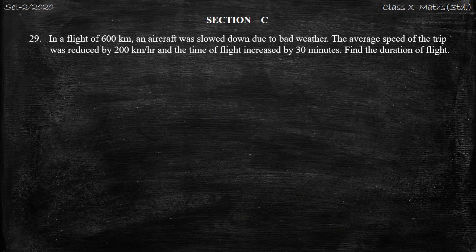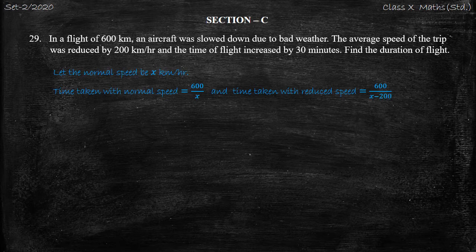Next question on speed, time and distance. Here you know speed equals distance over time, or time equals distance over speed. So you need to form equations from the information given. Since we don't know the normal speed, you have to take it as x kilometers per hour, and find the time with that speed and with the reduced speed. The relation given is that the time of flight is increased by 30 minutes, so equate to that.